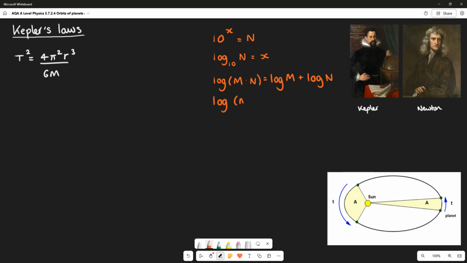If you have a number written to a power, then you can rewrite this as the power coming outside the logarithm and the number remaining inside. So we're going to use these two rules to rewrite this equation.